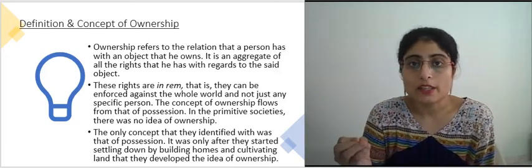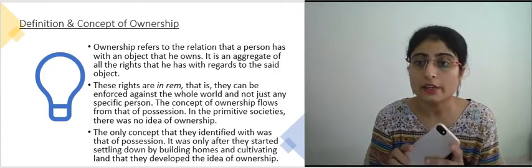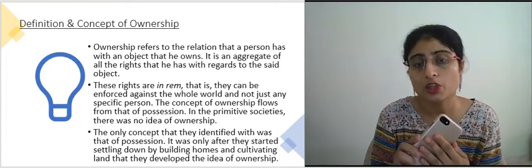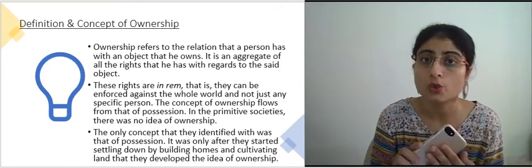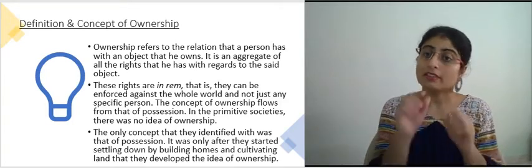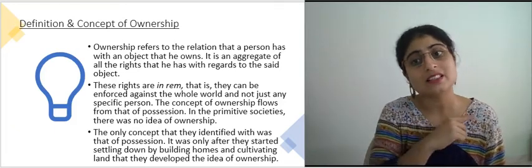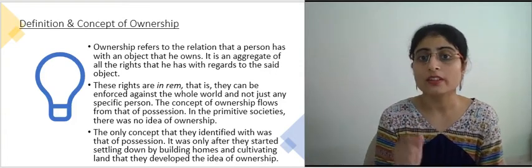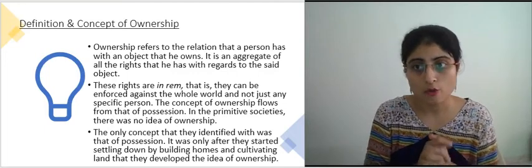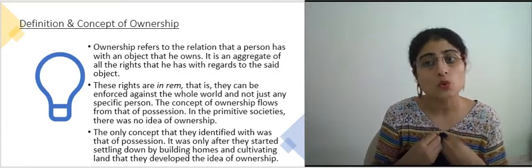So if I state that I have ownership over this phone, that would mean I have all kinds of rights with regard to usage of this phone, destruction also, or rather anything that I would like to do with this phone. These rights that I have just named, I will be enjoying against the whole world. That is what you call rights in rem. The concept of ownership flows from possession. Of course, I can be the owner, but to enjoy all kinds of rights, I do need possession over that property.